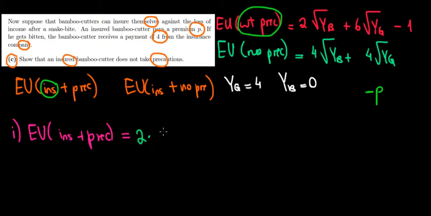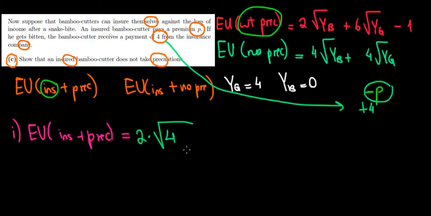So we would have 2 times the square root of the income in the bad case. Well, the income in the bad case is that the snake bites us. But if the snake bites us and we pay, what do we pay? We pay the premium, then we would get from the insurance 4 euros, like the insurance pays us 4 euros, right? We will have 4 euros no matter what. But we have to pay the premium for the insurance. So minus the premium, minus P. That would be the case of being bitten, right? This is bitten.